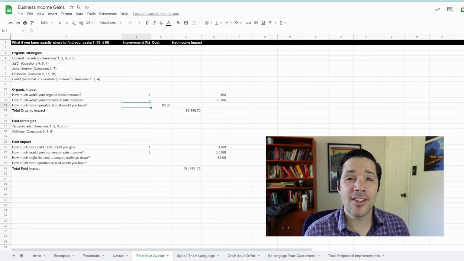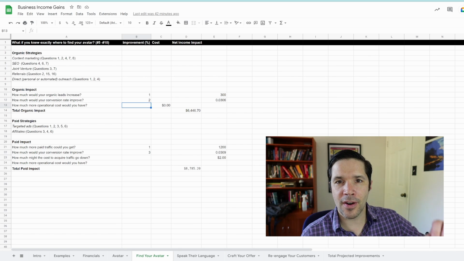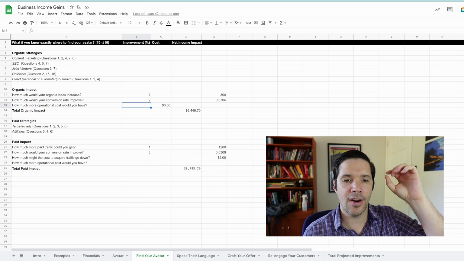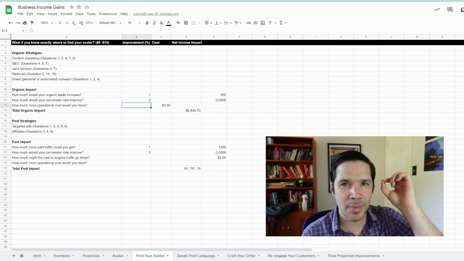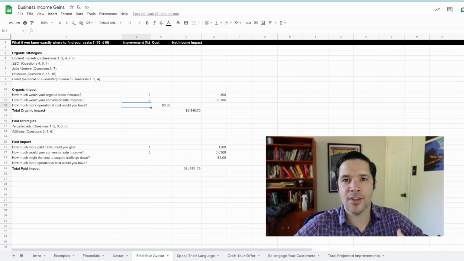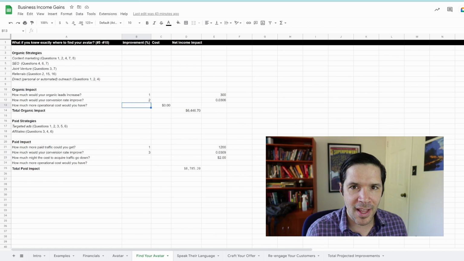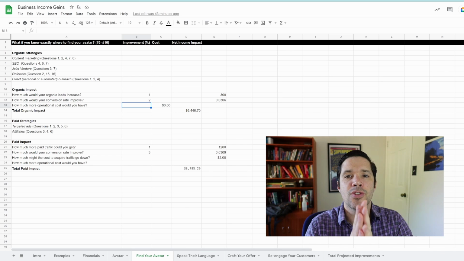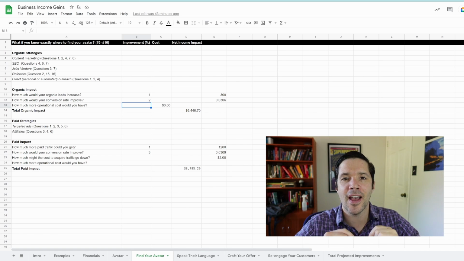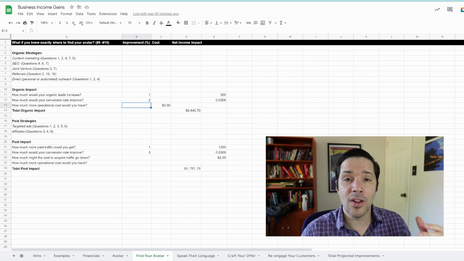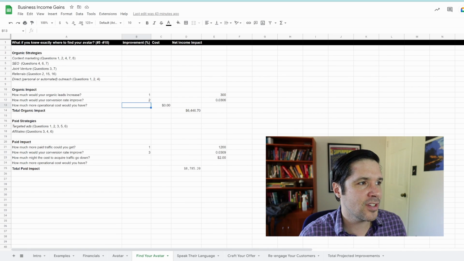We are diving into the heart of the Business Income Gains system. We've already filled out a financial model and we've deeply understood our user avatar. We've crafted a very specific user avatar, really dived into their emotional state, their context, their problems at a specific level. And now we're ready to use those insights to start identifying strategies that will have a big impact on our net revenue. Now, let me give you a little overview of what's happening on the page here.